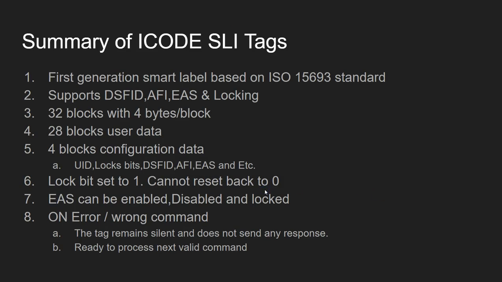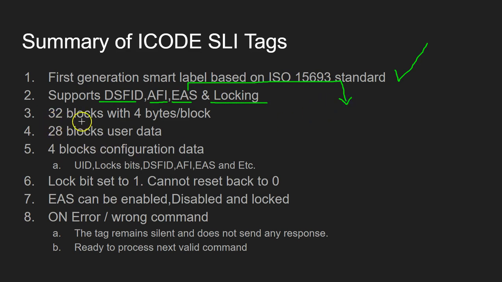These are some of the features I've extracted from the datasheet of Icode SLI. This is supposed to be the very first generation of a smart label using the ISO 15693 standard, and this tag supports DSFID, AFI, EAS and locking. You might find DSFID, AFI and locking in most tags. However, you may not find this EAS in every tag.